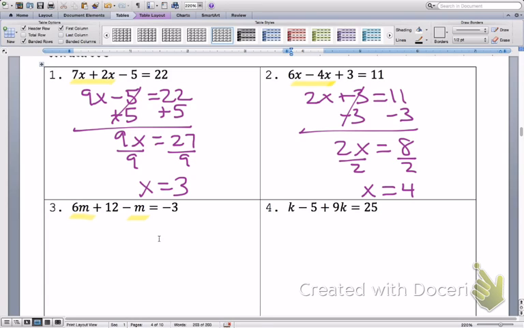So again, we have another one where we combine like terms. They're just not right by each other. You have to remember that the m that's negative has an invisible 1, so that's going to subtract 1. So it's not going to be 6m, it's going to be 5m. So be very careful with that. So 5m plus 12 equals negative 3. Now we have a two-step equation, subtract, divide.